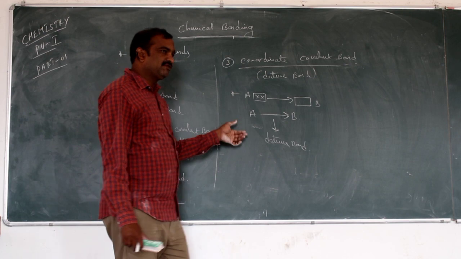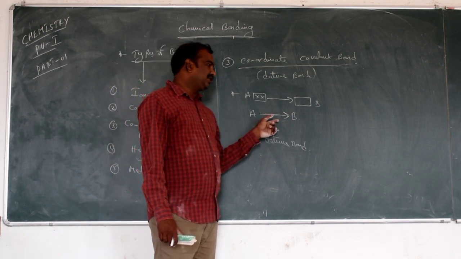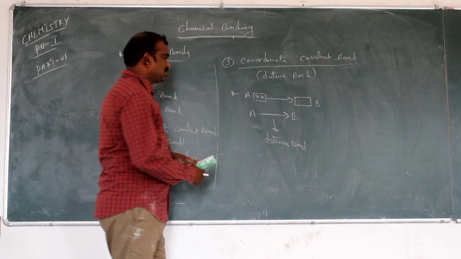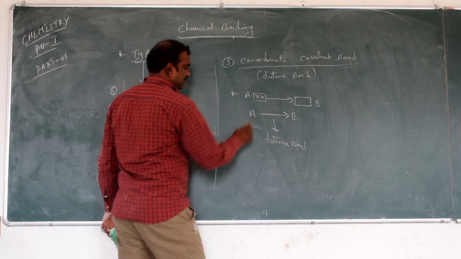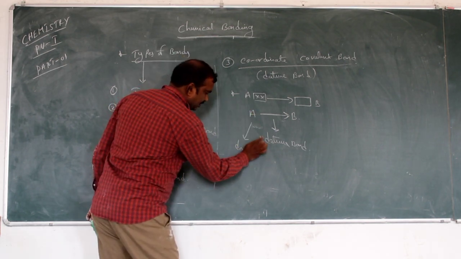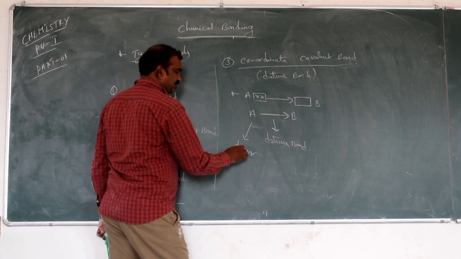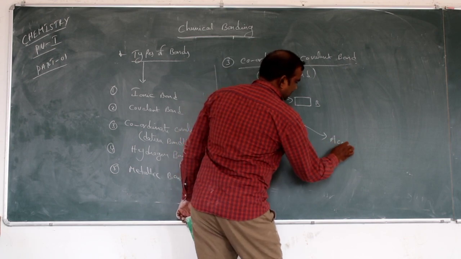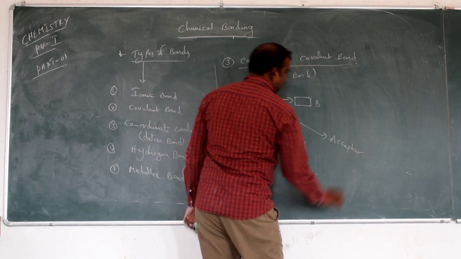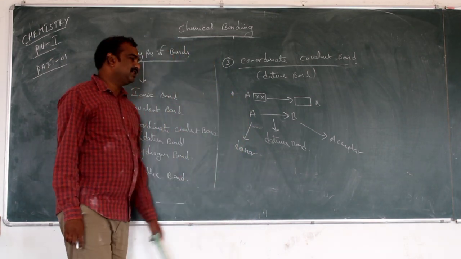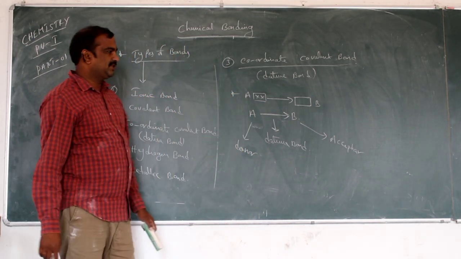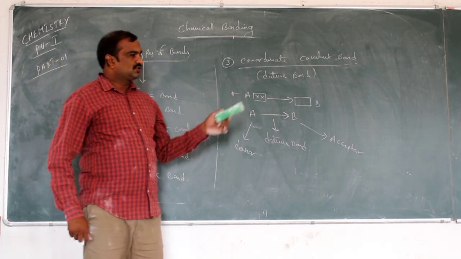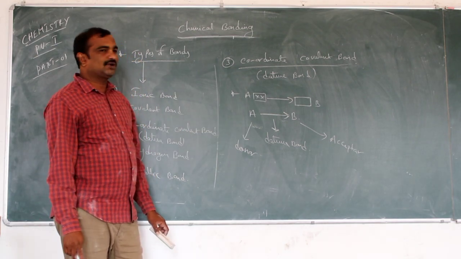So what is a dative bond? A bond formed between two atoms where one will donate electrons and the second one accepts electrons. The atom which donates electrons is called a donor. Why is A the donor? Because it is donating electrons. And the atom which accepts electrons is called an acceptor. A is the donor and B is the acceptor. So by one donating electrons and the second one accepting them, the bond formed is called a dative bond.